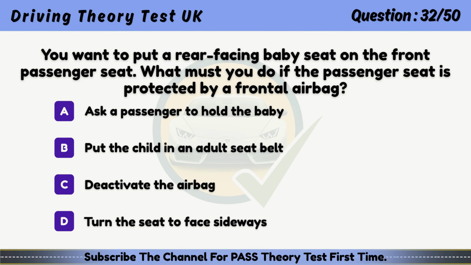Question 32. You want to put a rear-facing baby seat on the front passenger seat. What must you do if the passenger seat is protected by a frontal airbag? Option A. Ask a passenger to hold the baby. B. Put the child in an adult seat belt. C. Deactivate the airbag. D. Turn the seat to face sideways.